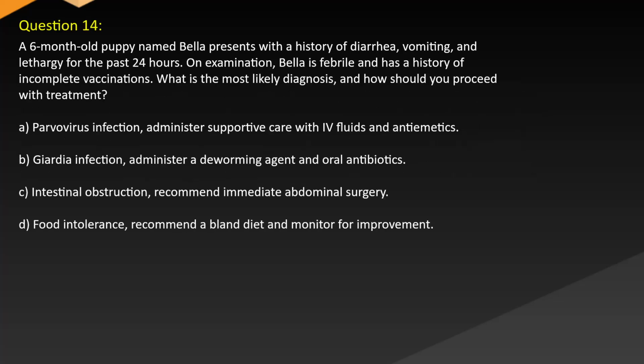Question 14. A 6-month-old puppy named Bella presents with a history of diarrhea, vomiting, and lethargy for the past 24 hours. On examination, Bella is febrile and has a history of incomplete vaccinations. What is the most likely diagnosis and how should you proceed with treatment? A. Parvovirus infection. Administer supportive care with fluids and antiemetics. B. Giardia infection. Administer a deworming agent and oral antibiotics. C. Intestinal obstruction. Recommend immediate abdominal surgery. D. Food intolerance. Recommend a bland diet and monitor for improvement.